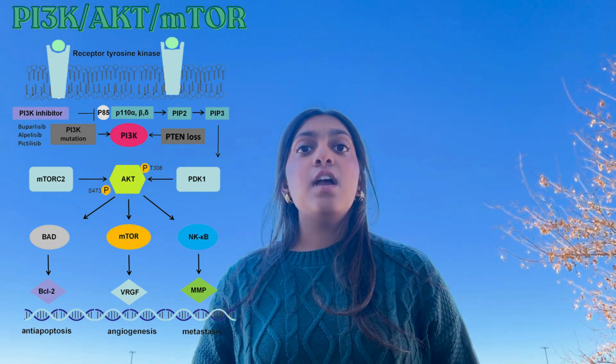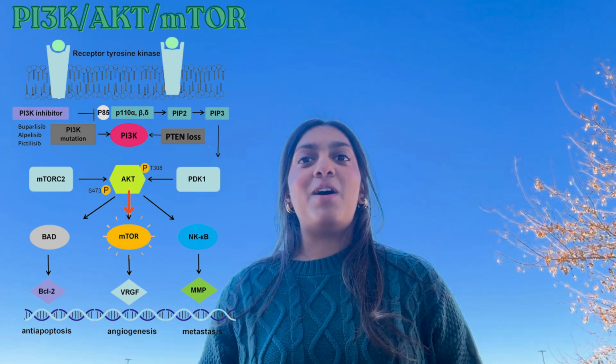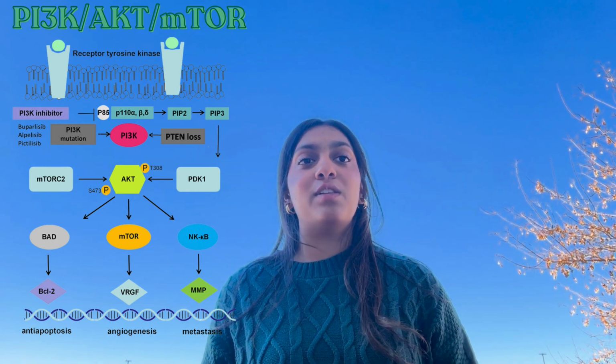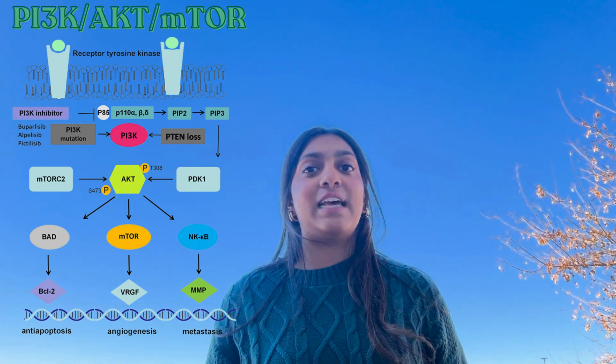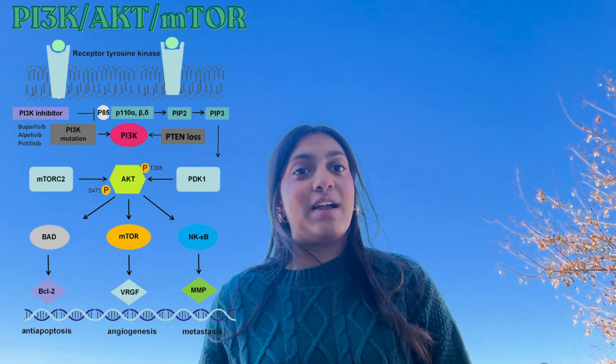Activated AKT phosphorylates downstream targets like mTOR, which is a central regulator that monitors cell growth. mTOR promotes protein synthesis and cell proliferation while inhibiting cell recycling. As a result, cancer cells grow uncontrollably and invade the surrounding tissues.